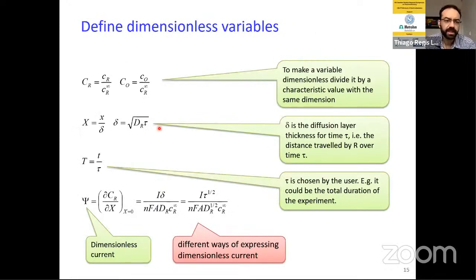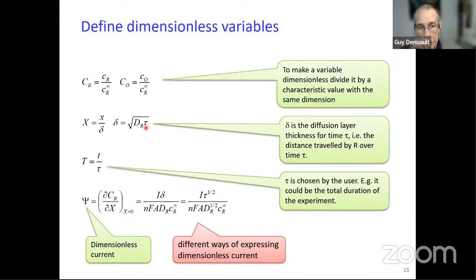Yes, delta. Yeah. So there are many ways of doing that. Imagine that I do a potential step, and I want to acquire the current for 1 minute. Then I would put tau equals 60 seconds, and that would allow me to estimate the diffusion layer thickness for 60 seconds, and I would use that to normalize my distance. Okay. If I do a voltammogram, for example, and I'm sweeping at a particular scan rate, then this will determine the time scale of my experiment. I will be able to calculate a value of tau based on my scan rate and the potential limits, and I can use the apparent diffusion layer thickness delta for that particular time scale.